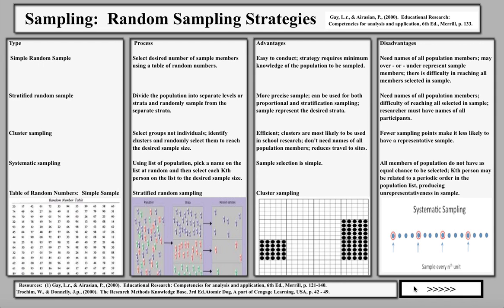Here is a diagram that points out the advantages and disadvantages, and I think we have already talked about that. I will let you put the video on pause and take a look at this if you would like to. And then when you're finished looking at it, turn the video back on again.